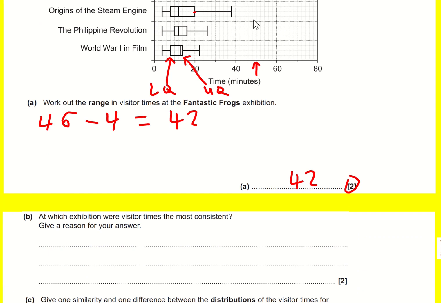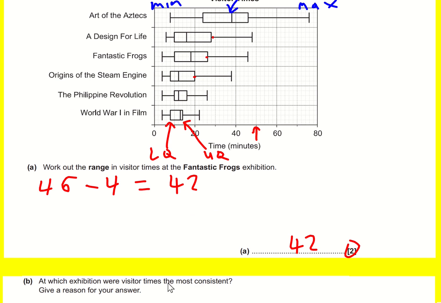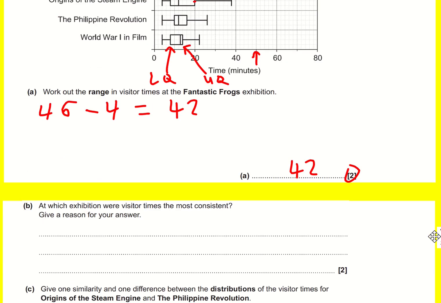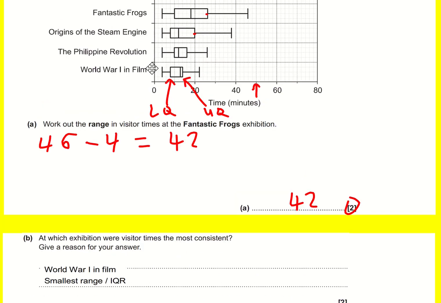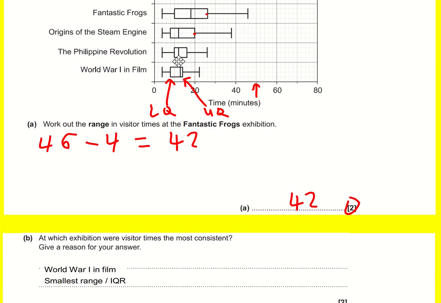Which exhibition were visitor times the most consistent? Give a reason for your answer. So this is about the least spread. If I can fit all my data into the smallest kind of times, then it's going to be very consistent. And what it's looking for is World War I. So this has the smallest range, as we can see, and it has the joint smallest IQR. Actually, it's the same as the Philippine Revolution, but the fact that it's got the smallest range would mean that overall it is the most consistent.